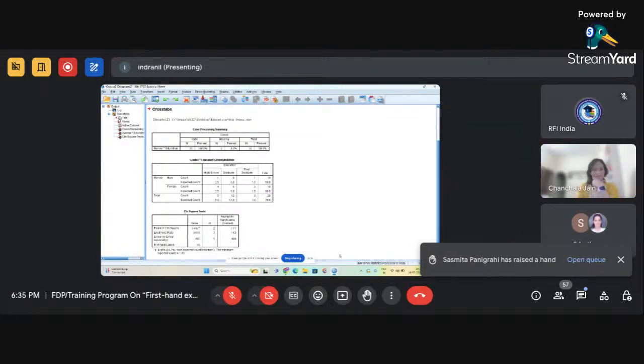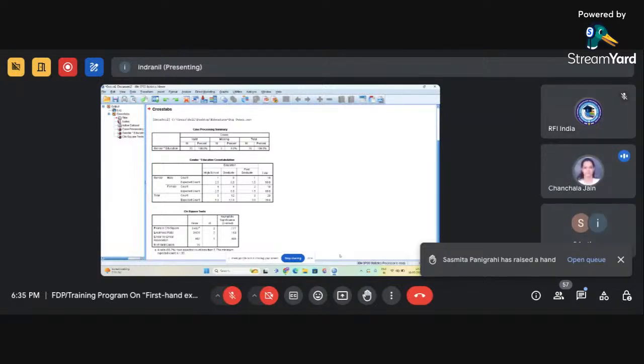Degree of freedom is 2, 2, 2, and 1. Correct. Further, it is 2-tailed and the p value is, I think, 0.177, which is more than 0.05. That means the null hypothesis is failed to be rejected.